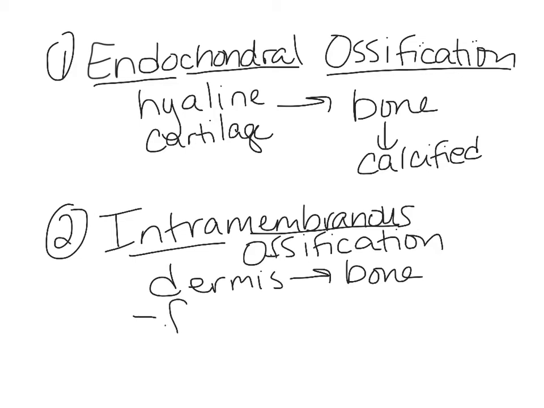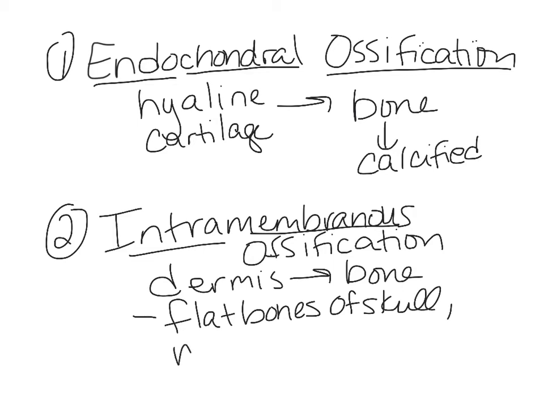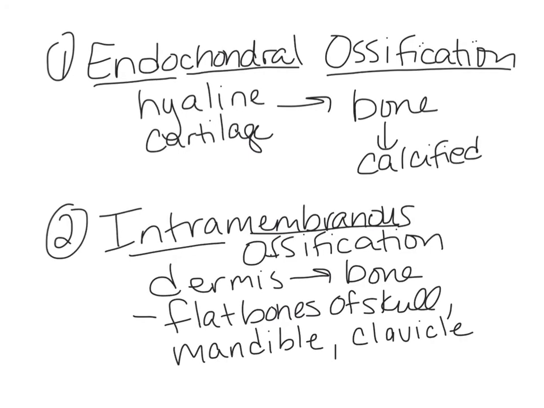The flat bones in your skull develop through intramembranous ossification. Your mandible, which is your lower jawbone, and your clavicle, which is your collarbone. Those bones develop through intramembranous ossification. Otherwise, all the rest of them are going to develop from hyaline cartilage.